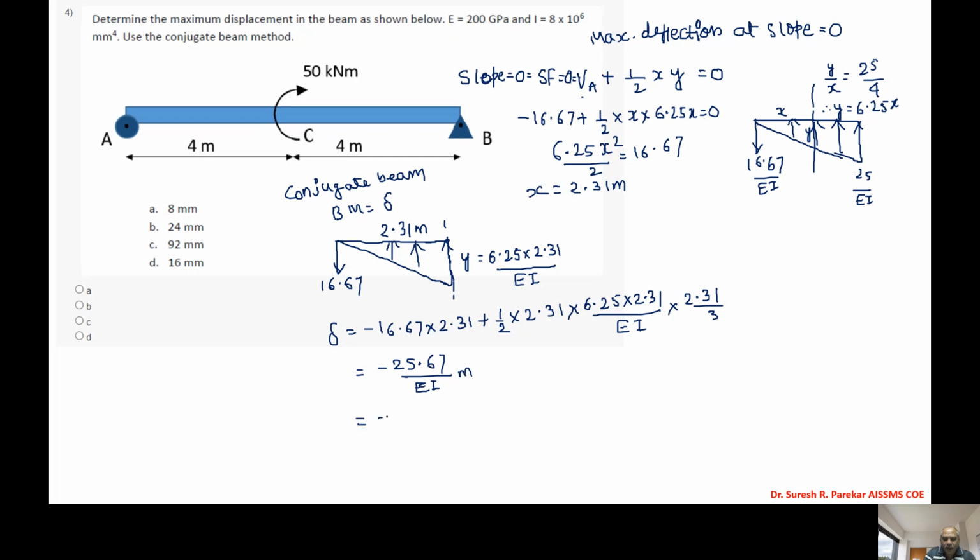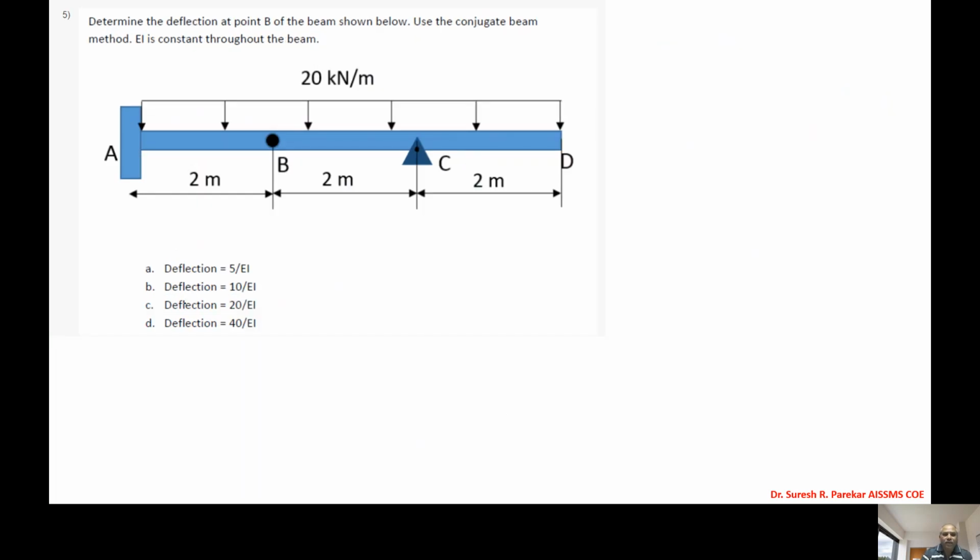Now if we put minus 25.67 upon the value of EI, which we have already calculated as 1600, into meter into millimeter 1000, we will get this value equal to minus 16 millimeters. So we have 16 millimeter, which is option D. Now we will go to the fifth problem.